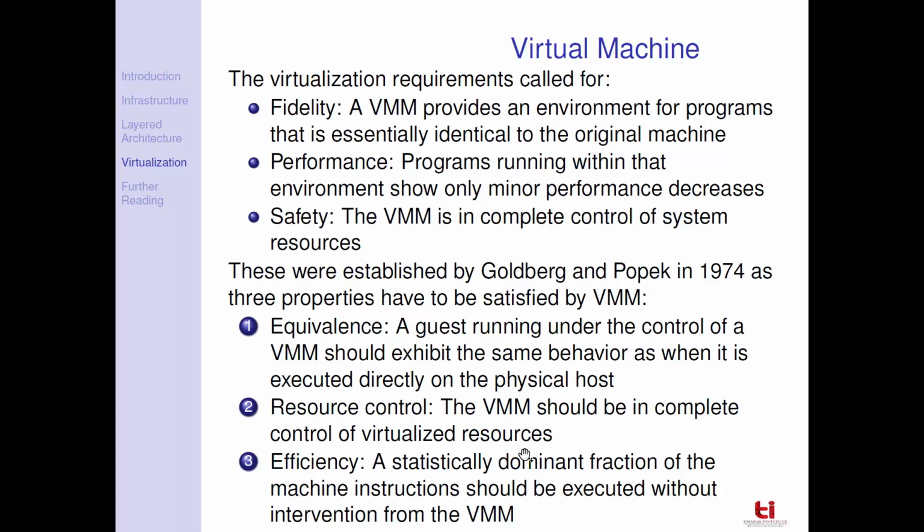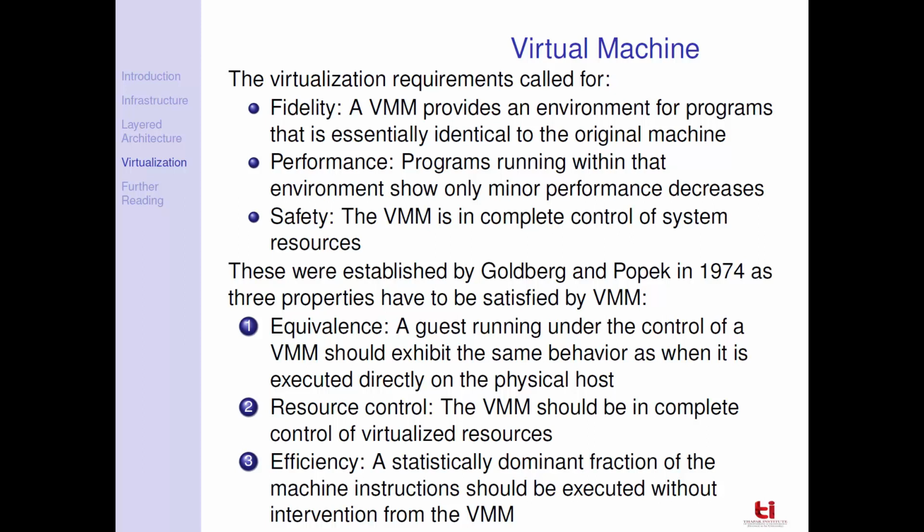Okay, next in this lecture, let us look at some requirements for virtualization which have been defined. The virtualization requirements call for the following. First is fidelity. It says that a virtual machine monitor, that is the hypervisor, should provide an environment for programs that is essentially identical to the original machine. Second is performance. The programs running within the virtual machines should show only minor performance decrease, if any, compared to running on their native or local machines.